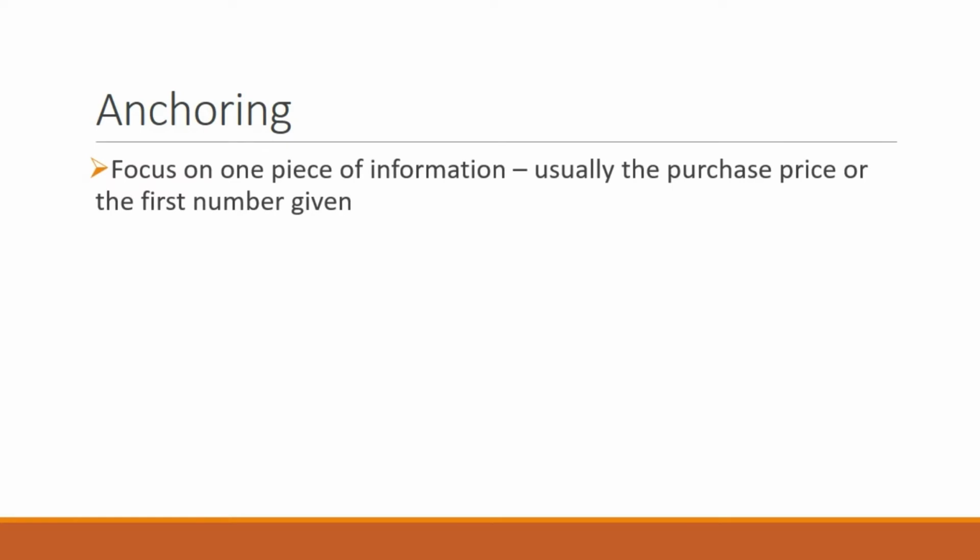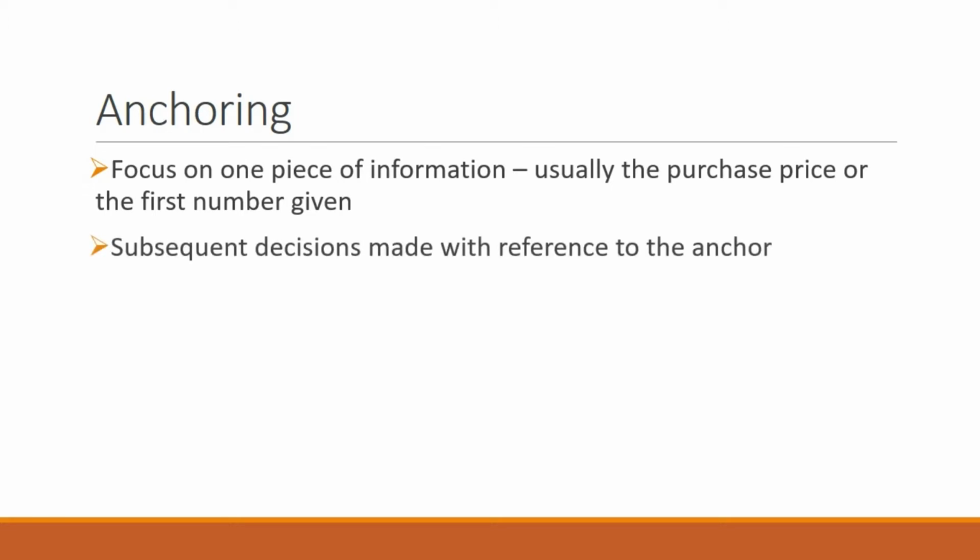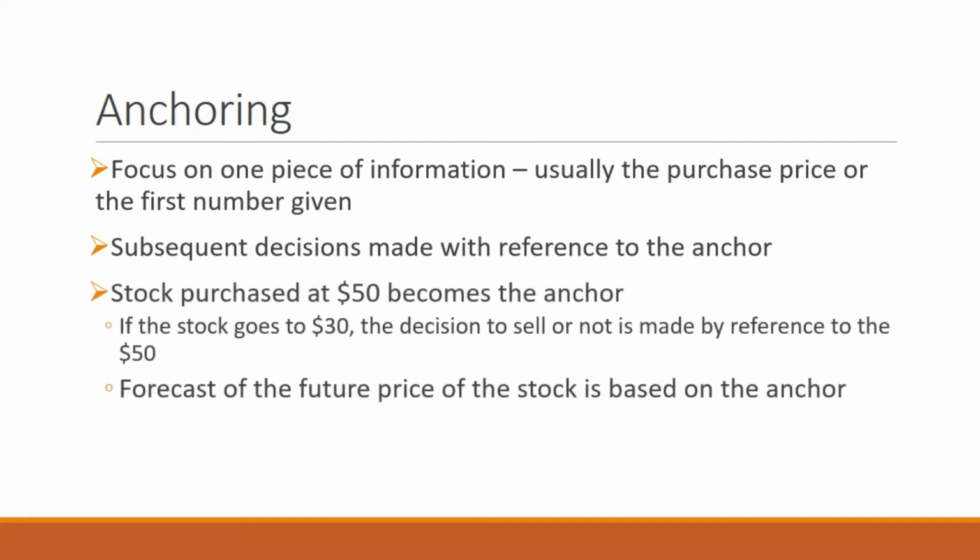Next, we look at anchoring, which is a cognitive bias. Anchoring means that we focus on one piece of information, usually the purchase price or the first number that's given. And it means that subsequent decisions are made with reference to the anchor instead of to the market. For example, if we purchase a stock at $50, the $50 becomes the anchor. If the stock goes to $30, the decision to sell or not is made by reference to that $50. We view this as a loss of $20, and because of prospect theory, we're hesitant to sell that security, even if the market has gone against it and the fundamentals argue that we should sell. Finally, the forecasted future price is also based on an anchor.